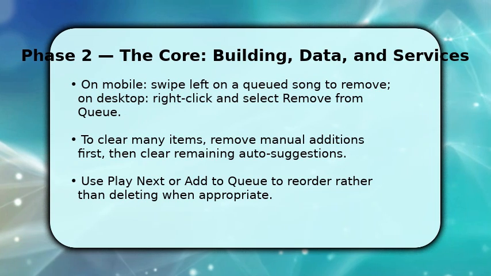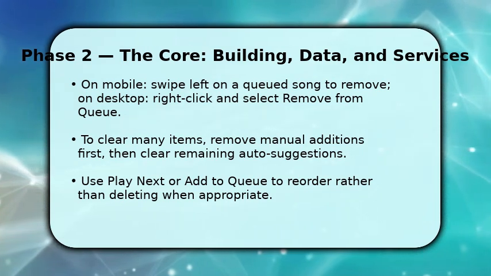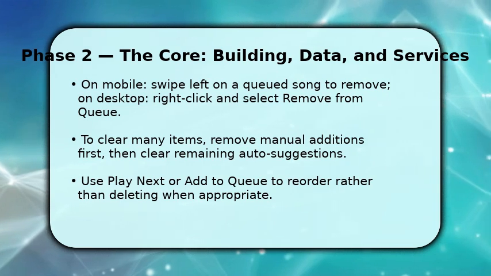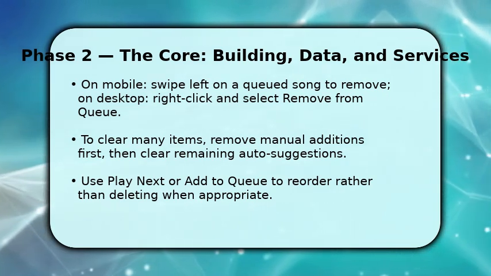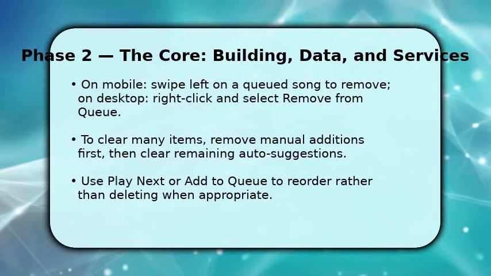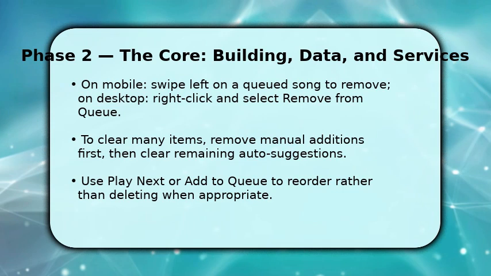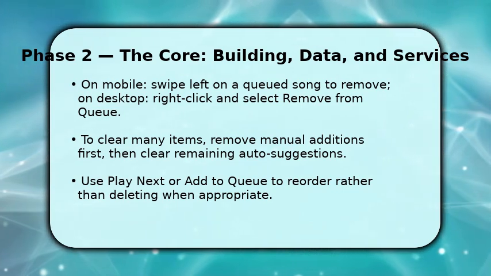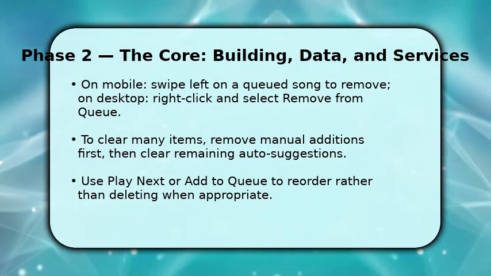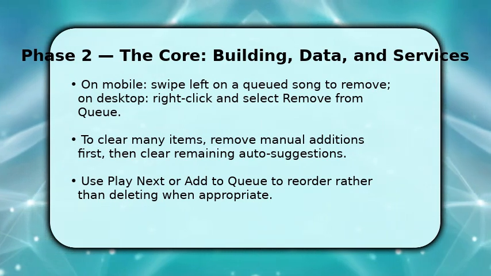If you have many items, first delete the ones you personally added, then tackle algorithmic suggestions, because order matters for playback. To change sequence, choose Play Next or Add to Queue rather than deleting and re-adding. This preserves history and avoids duplicates. Make sure to confirm changes visually, so you don't leave unwanted tracks behind.